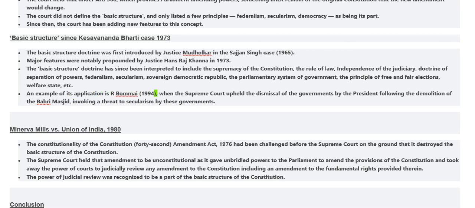An example of its application is S.R. Bommai, 1994, when the Supreme Court upheld the dismissal of the governments by the President following the demolition of the Babri Masjid, invoking a threat to secularism by these governments.